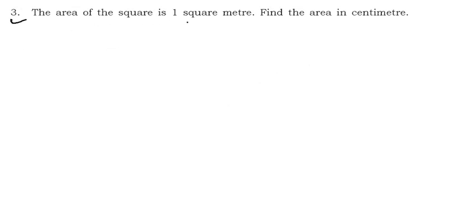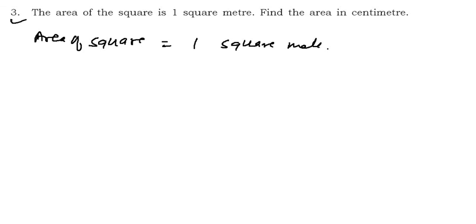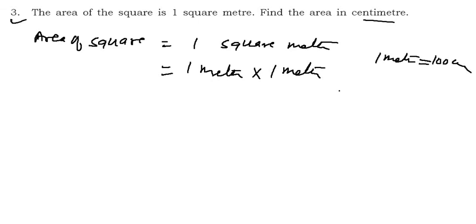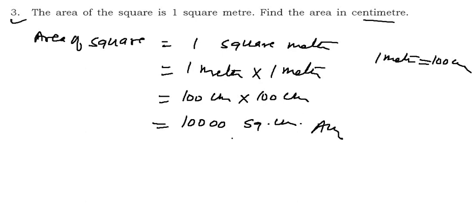Area of square is 1 square meter. So you can write here area of square is equal to 1 square meter. Now it is changed into centimeters. How can we change? That is 1 meter into 1 meter. As you know, 1 meter is equal to 100 centimeters. So you can put here 100 centimeter into 100 centimeter. 100 you can multiply to this, we get 10,000 square centimeter. So that is the answer.